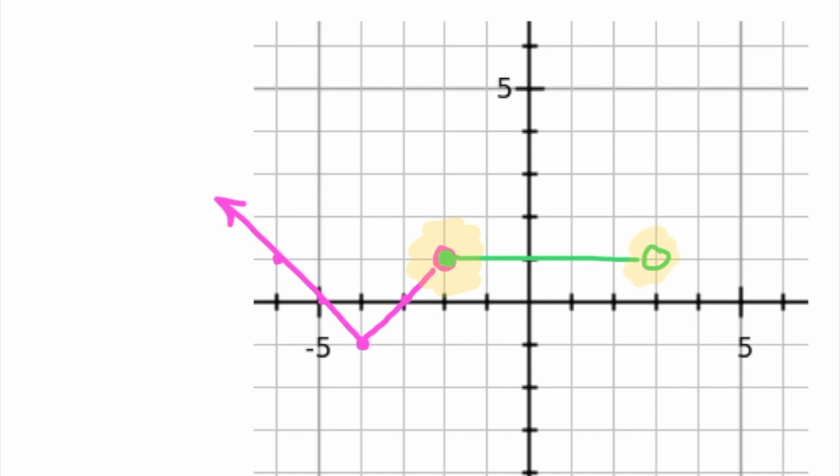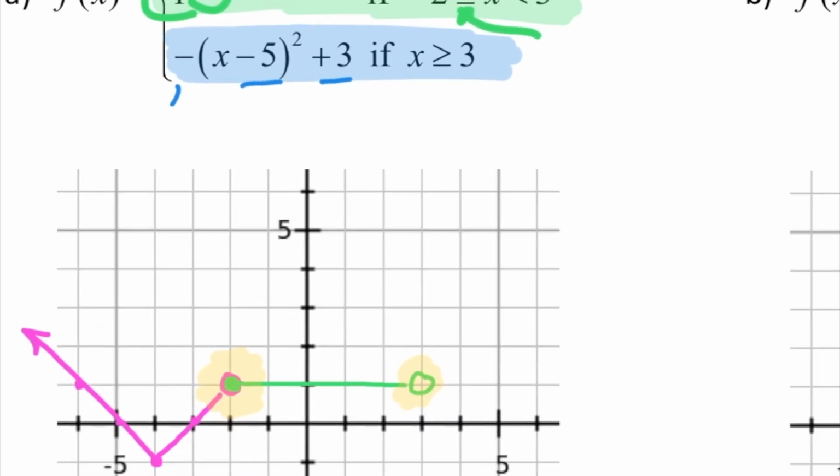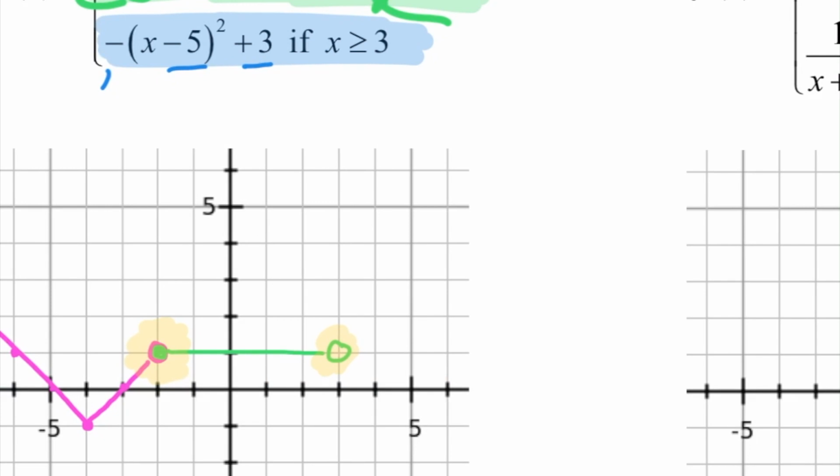And then the last piece of the graph, the blue piece of the graph, is quadratic, and if you look at the transformations, you've got a flip, and you've got a shift to the right and a shift up. So it flips over the x-axis, and so the vertex of the graph is shifted to the right 5 and up 3. So there's the vertex of your graph, and then your quadratic graph, and you'll probably need to use your calculator for this.